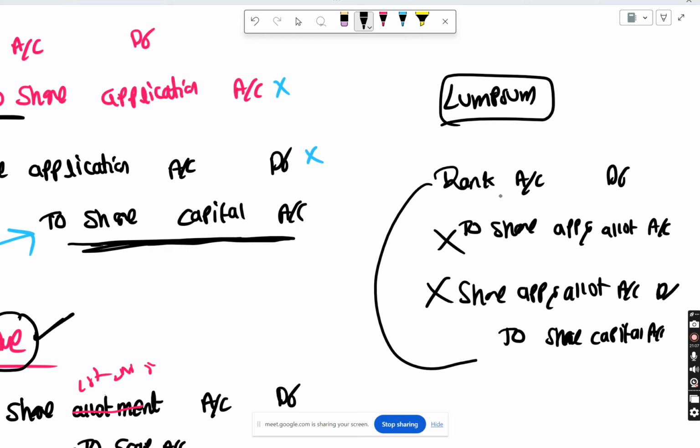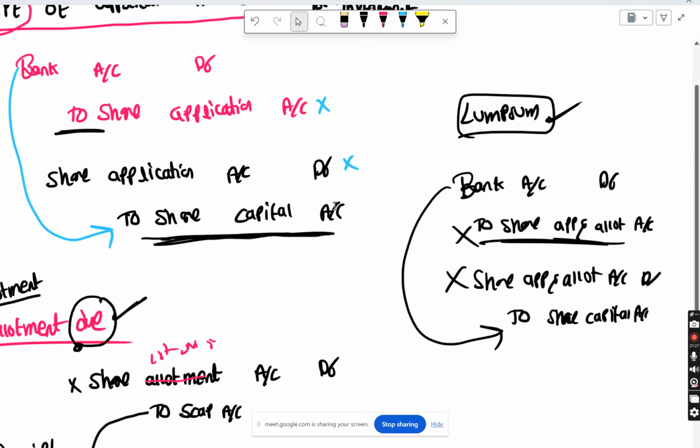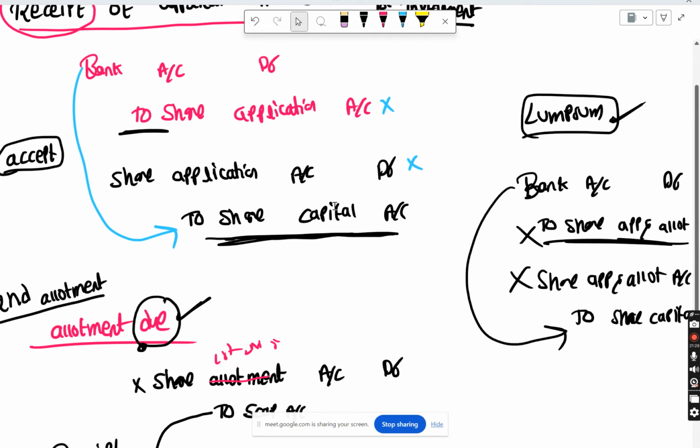This one will get cancelled. Ultimately, bank to share capital will be there. When you receive a lump sum, you can directly write bank to share capital also. You don't need to use the dummy account. But in most of the questions, there won't be any lump sum, because they want to teach you about share application, share allotment, share first call and second call. Okay?